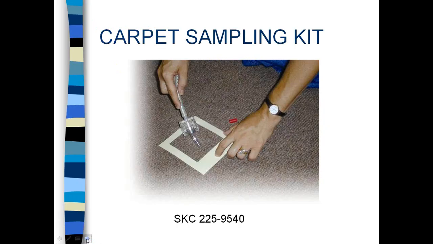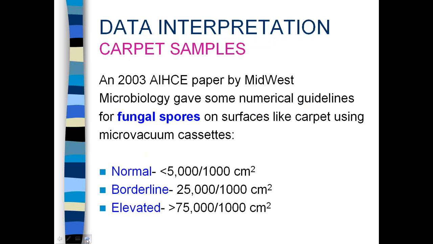On this slide, you can see the micro vacuum cassette in the SKC carpet sampling kit. We also supply the little template so that you are vacuuming up a consistent test area that allows you to better compare the results. This slide offers some guidance on data interpretation. Normally, you should see less than 5,000 spores per 1,000 square centimeters. If you're at 75,000 per 1,000 square centimeters, you have elevated levels.